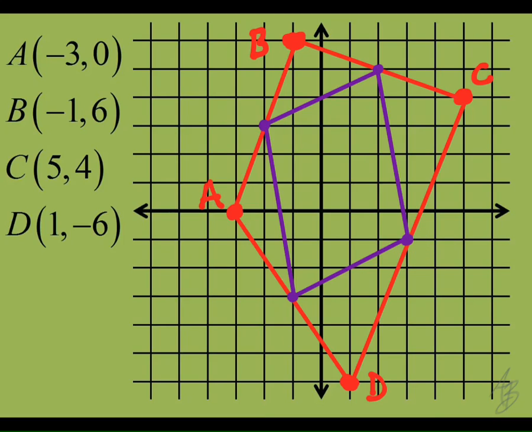The same thing with the other two sides. For this side, you would go down 6 and right 1. On this side, you would go down 6 and right 1. And that's enough to convince me that those two are parallel to each other. So we do get a parallelogram.